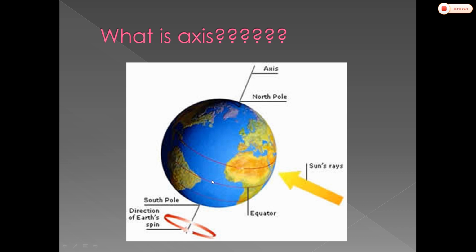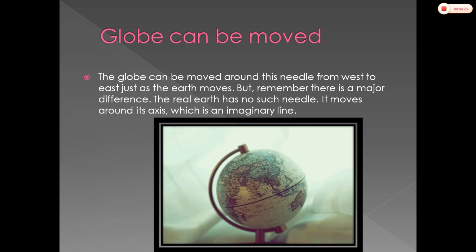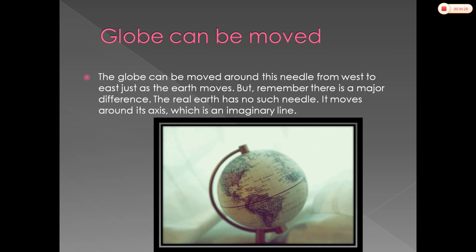Now you will say, is there actually such a needle on the earth also? No, there is no such line in the earth. Axis is an imaginary line that is passing through the middle of the earth, from the north pole to the south pole. This imaginary line is called the axis. Globe can be moved, you know very well, from east to west or west to east. We can easily rotate the globe. And remember, there is a major difference: the real earth has no such needle.